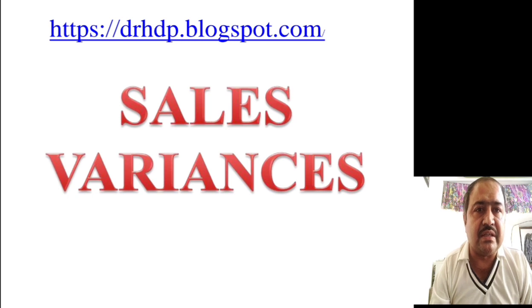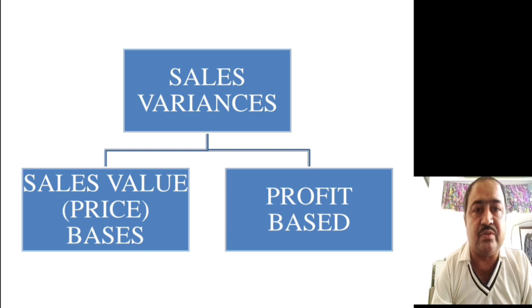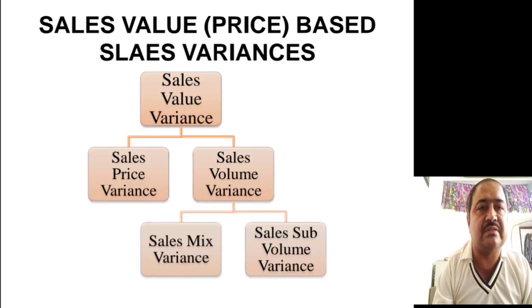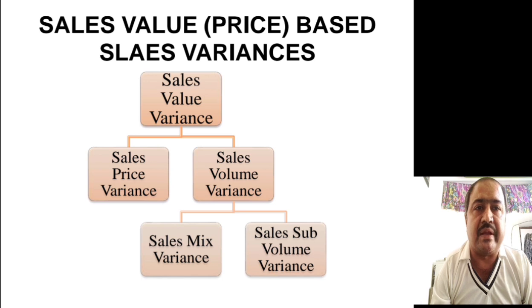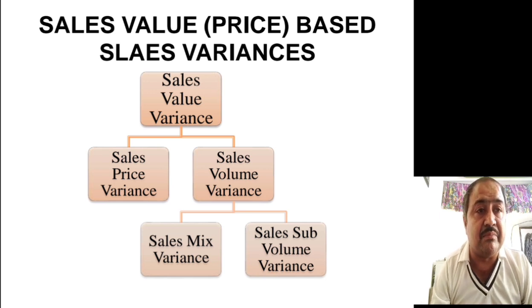So let's start sales variances. As I said, sales variances are of two types, classified into two categories on the basis of price and on the basis of profit. Okay, so first we start with the sales variances on the basis of price. So maximum 5 sales variances can be calculated, and the pattern is the same as material variances and labor variances. So these are the 5 maximum possible sales variances, or depending on the situation, minimum 3 and maximum 5 variances are possible.